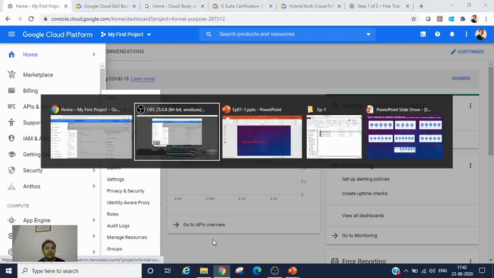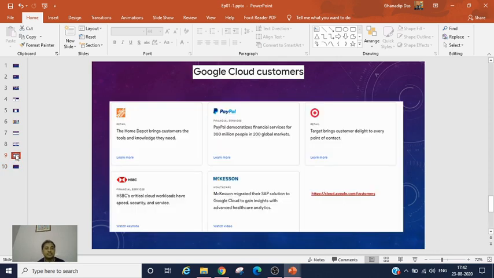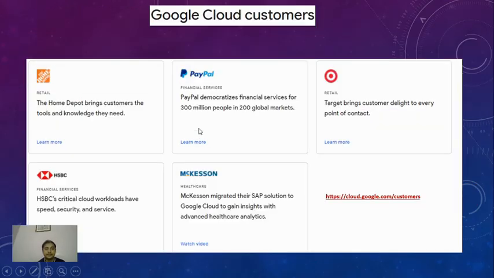Till then, go back to my PPT and what we can see. We will meet in episode 2, but before that, let's look into the customers that Google currently supports. You can see that multiple top customers Google is currently supporting on Google Cloud Platform, and these are all the feedback. And again, if you want to know more about it, let's go to the main landing page where you get plenty of customers who are heavily satisfied with the Google Cloud Platform.